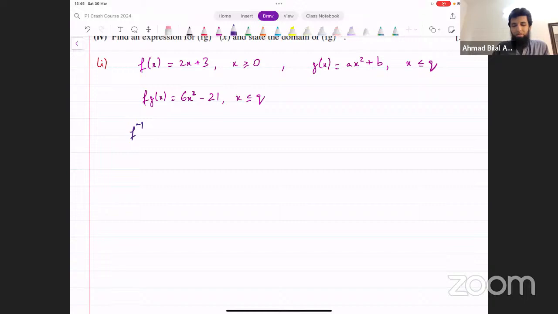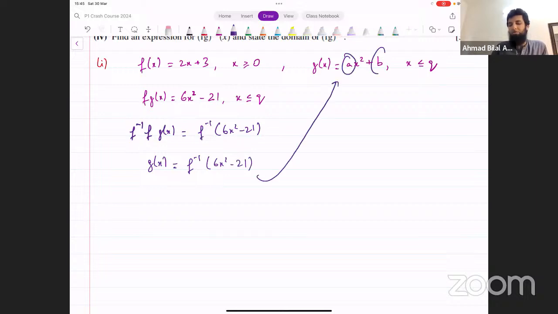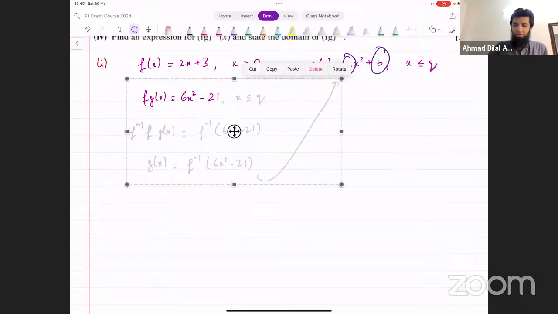You could do something like this. f inverse of f of g of x. On the right side, you would say f inverse of 6x squared minus 21. So you would get g of x equal to f inverse of 6x squared minus 21. You could evaluate this and then just compare it with that. You would get the values of a and b. That is one possibility. But in this case, I think it's easier to do it the other way around.